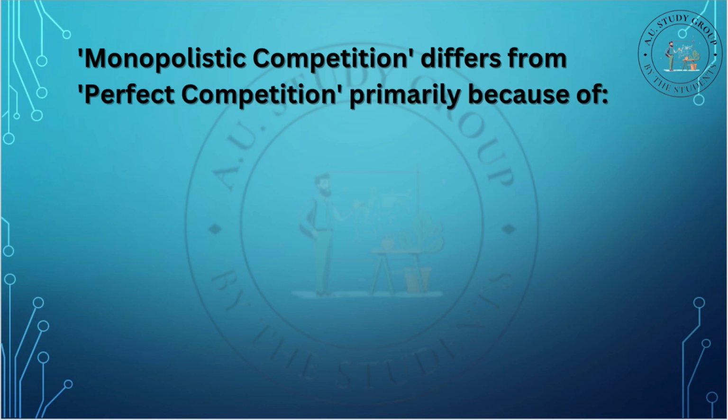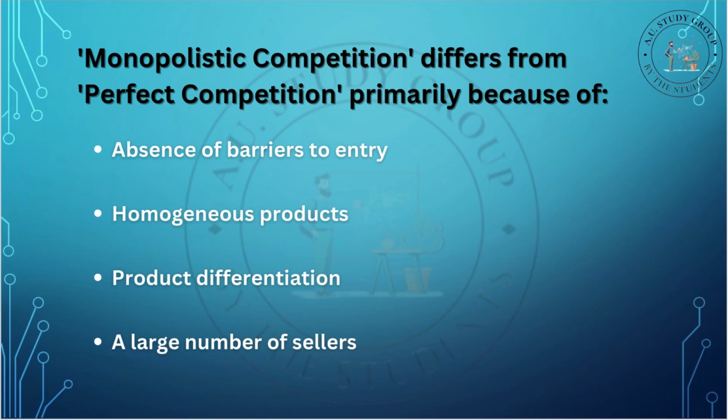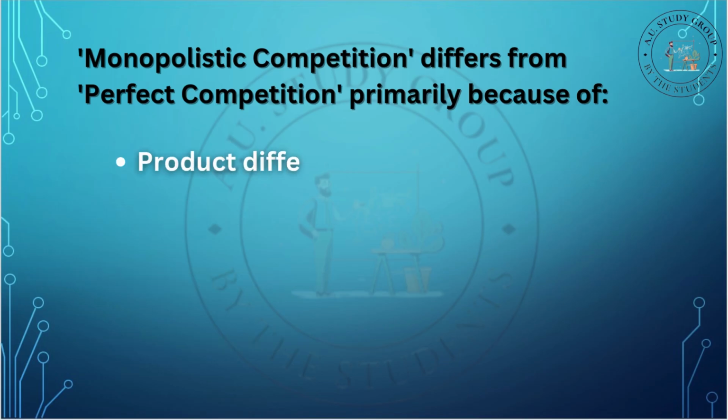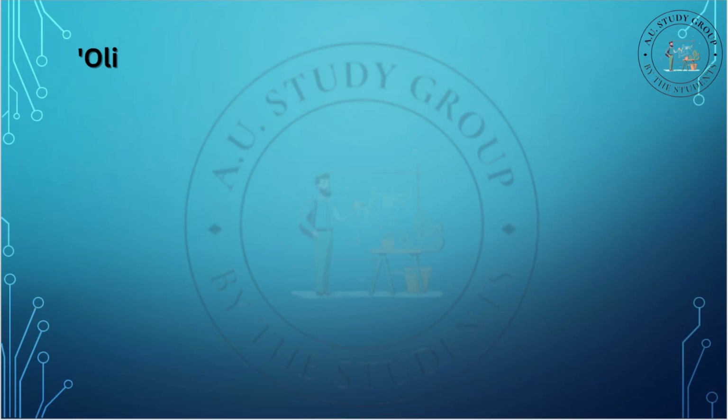Monopolistic competition differs from perfect competition primarily because of, what is the difference between both? Absence of barriers to entry, homogeneous products, product differentiation, or large number of sellers. What are the primary differences between monopolistic competition and perfect competition? Product differentiation. Very good.